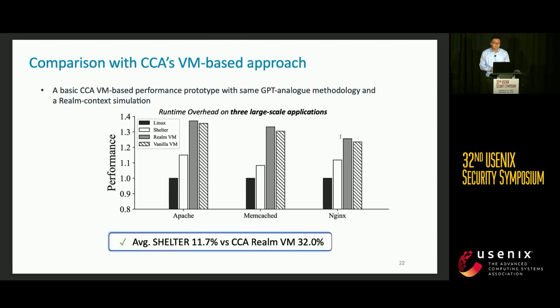And the other thing is we do the comparison with CCA's VM-based approach. And here we have application running on Linux, application running in Shelter, application running on Realm virtual machine, and also application running on Vanilla virtual machine. Okay, as we can see that for these three larger applications, Apache, Memcached, Nginx, Shelter introduced about 11% overhead, and the CCA Realm virtual machine about 32% overhead.